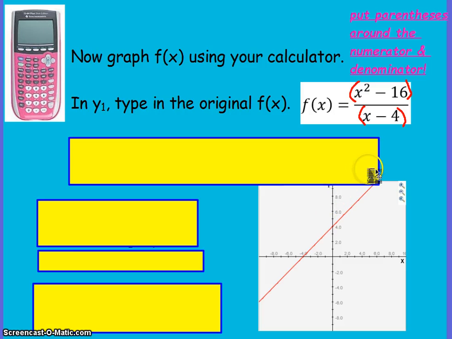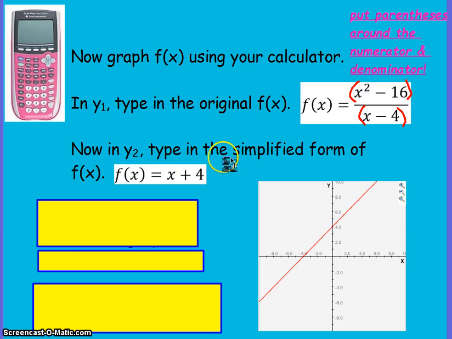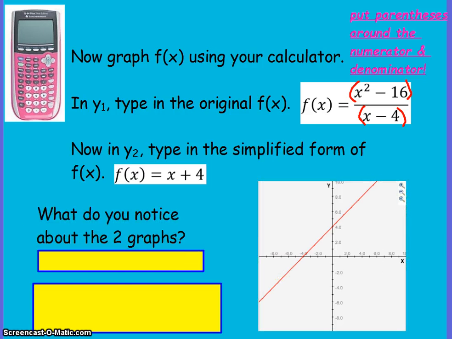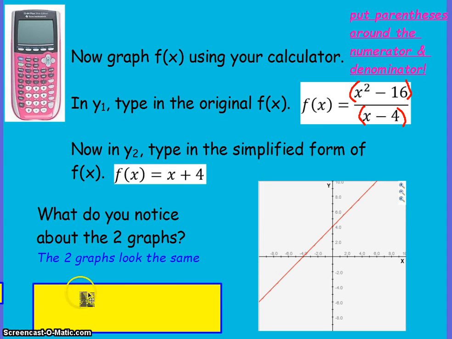What I want you to do now is type in the simplified form of f of x, which remember was a linear function, x plus 4, and I want you to type that into y2 in your calculator. Go ahead and pause the video, do that now, and then graph it. What you should notice is that the graph of both functions, the original and the simplified form, look the same. Both graphs look the same.